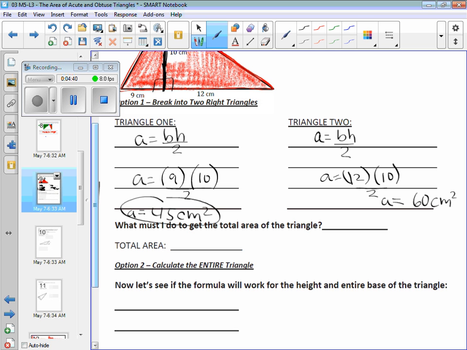Now, what do you have to do to get the total? You have to add them together. So what do you get when you add 60 and 45?